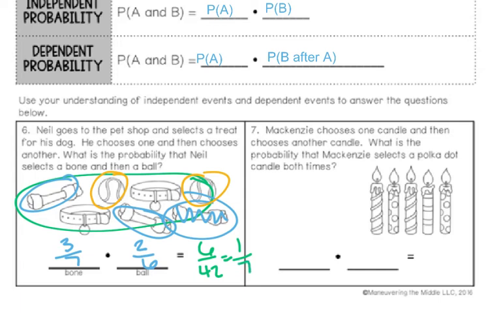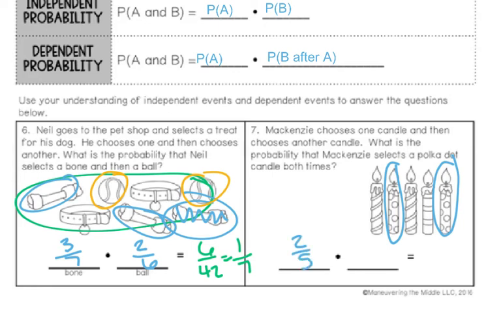Question 7 says, Mackenzie chooses one candle and then chooses another candle. What is the probability that Mackenzie selects a polka dot candle both times? So, in this problem, since it doesn't say anything about her taking a candle and putting it back, it's going to be a dependent event. For our first draw, there are the 2 polka dotted candles and there are 5 total candles. So the probability of first drawing a polka dot candle is 2 out of 5.